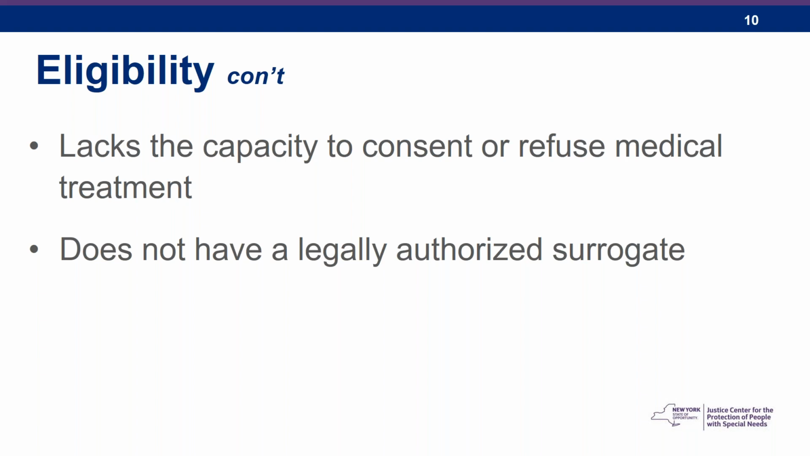And I'll talk a little bit more about that later, but anyhow, we are always looking at capacity. We also have to have a reason to believe that the person does not have a legally authorized, willing, and available surrogate. So there are folks that do come to SDMC that may have an actively involved family member, but for whatever reason, they're not available and willing.